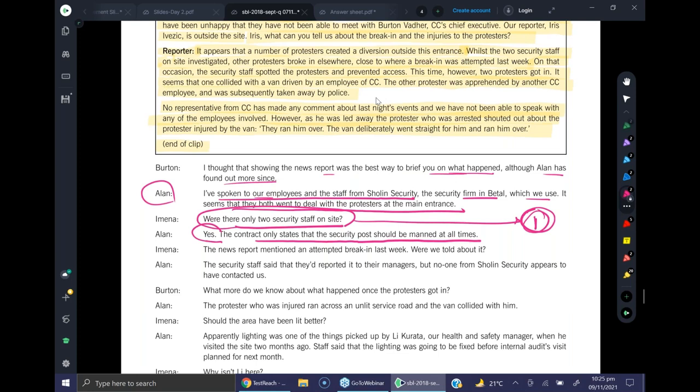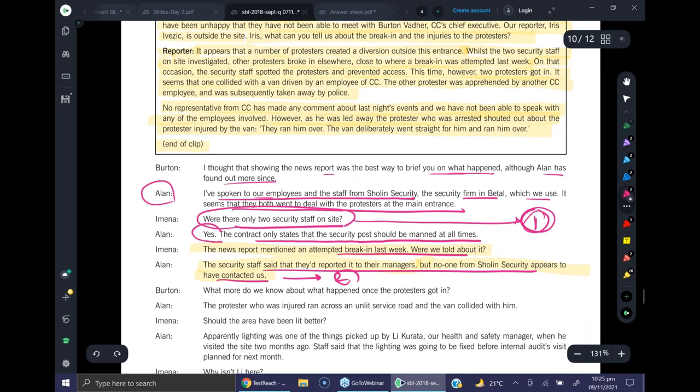Okay, next point, everyone. Amina further says that the news report mentioned an attempted break-in last week. Were we told about it? I mean, there was an attempted break-in last week as well, right? So Alan says the security staff said that they had reported it to their managers, but no one from Sholen Security appears to have contacted us. Can I say that this is my control weakness number 2?